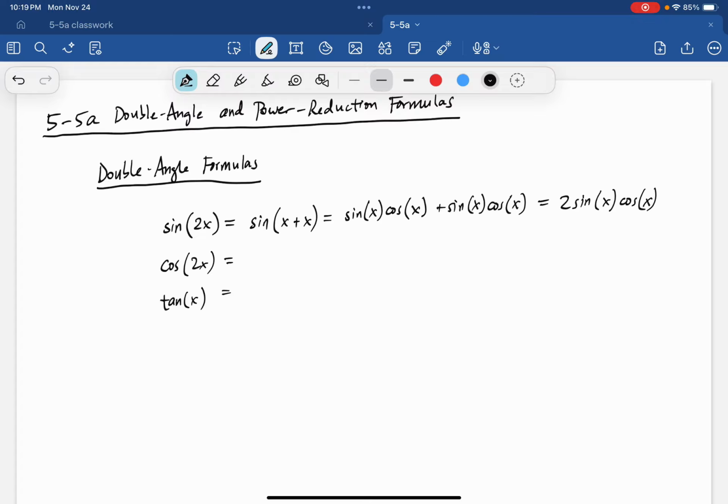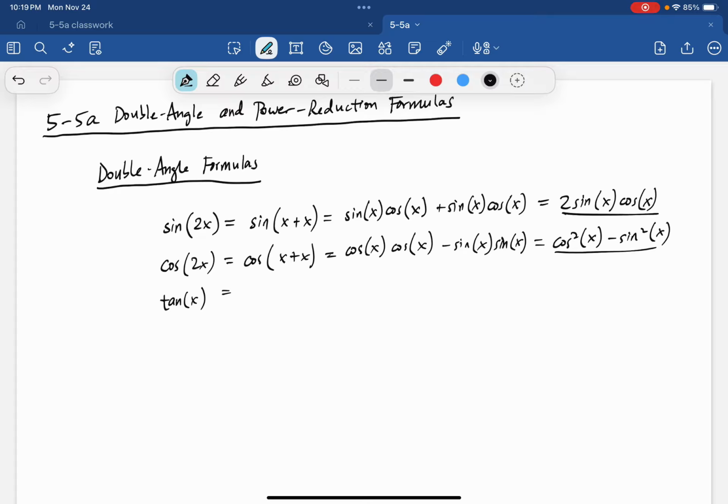The same is true for cosine of 2x. That's just going to be cosine of x plus x, which is cosine of x times cosine of, not y, but x here, minus sine x sine x. And so we would express this as cosine squared x minus sine squared x. Okay, and so these final forms, those are the double angle formulas. You can see how straightforward they are.